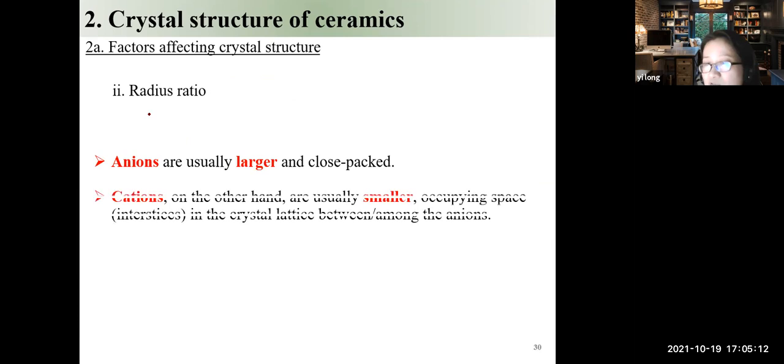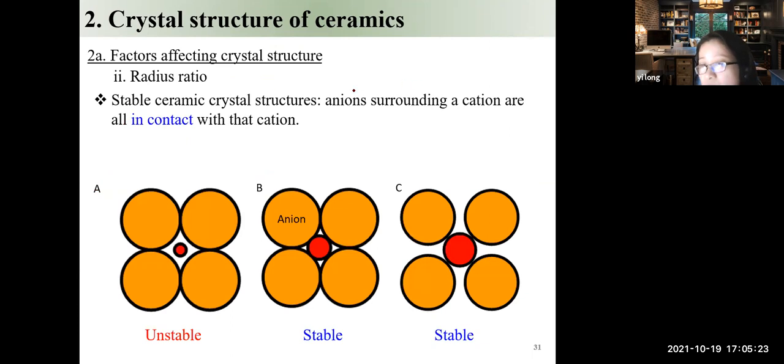So for RC over RA, normally the anions are bigger and close packed, followed by the cations, which are normally in the middle as an intercept. This is also important, an important thing to understand. You have to have them in contact, and this is the minimum case.